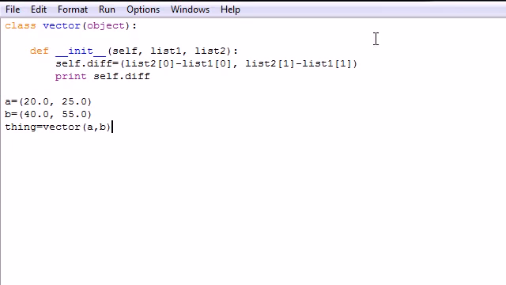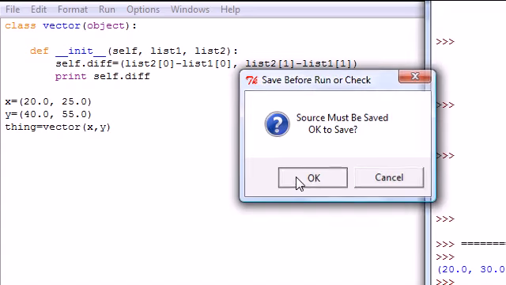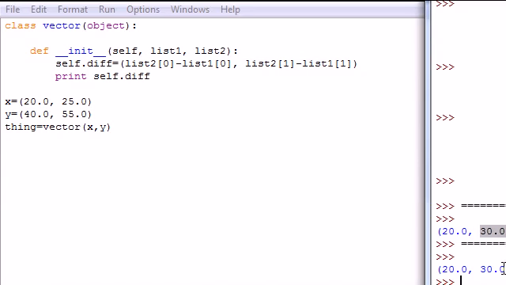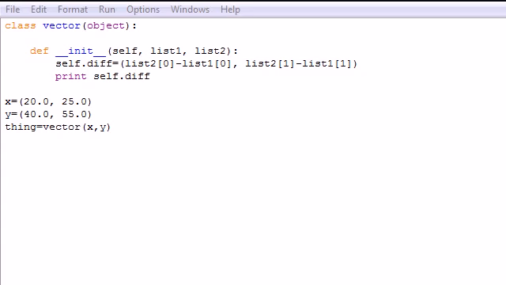So let me minimize out of that. And we already got one function. Actually, I'm going to go ahead and change this to x and y. X, y, x, y. Let me run it, make sure it still runs, make sure I didn't break anything. And 20, 30, there you go, still runs.